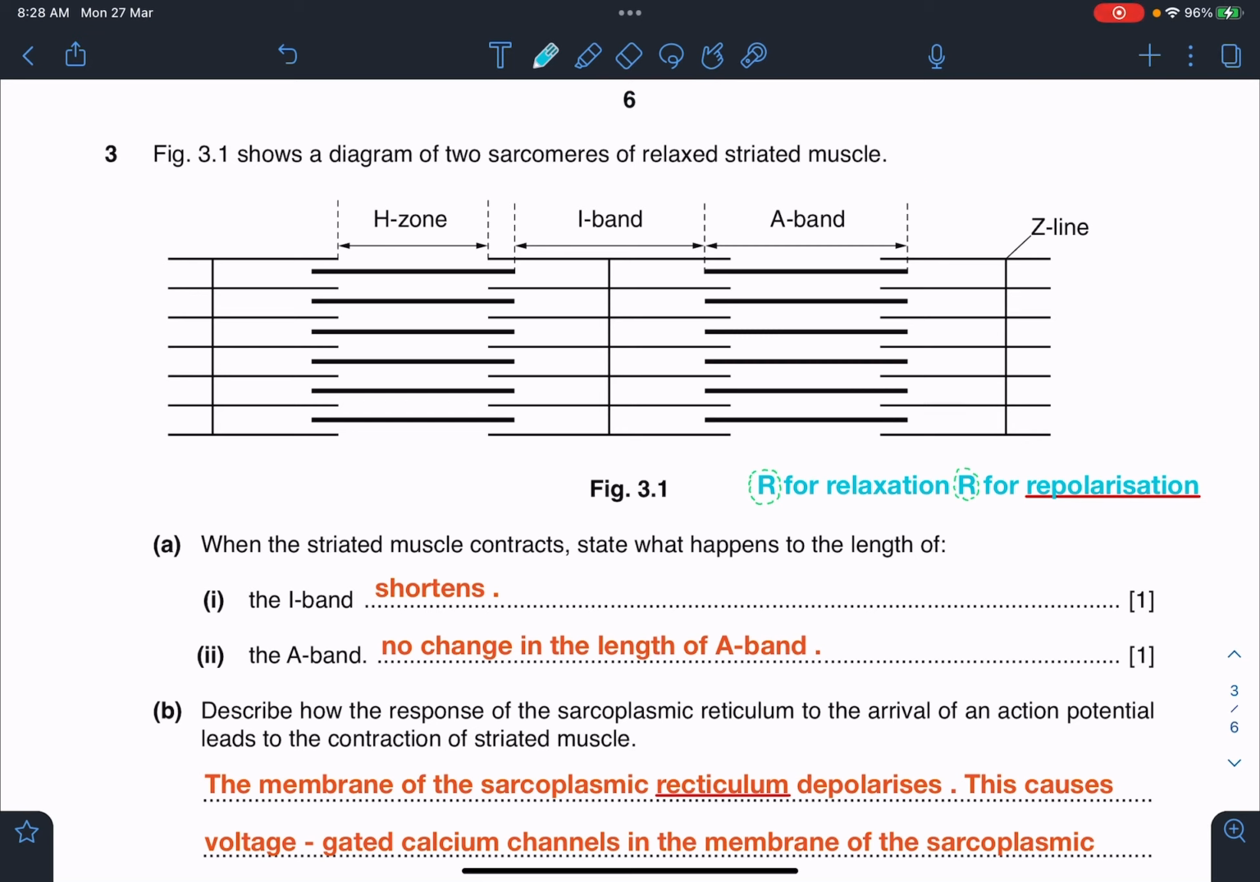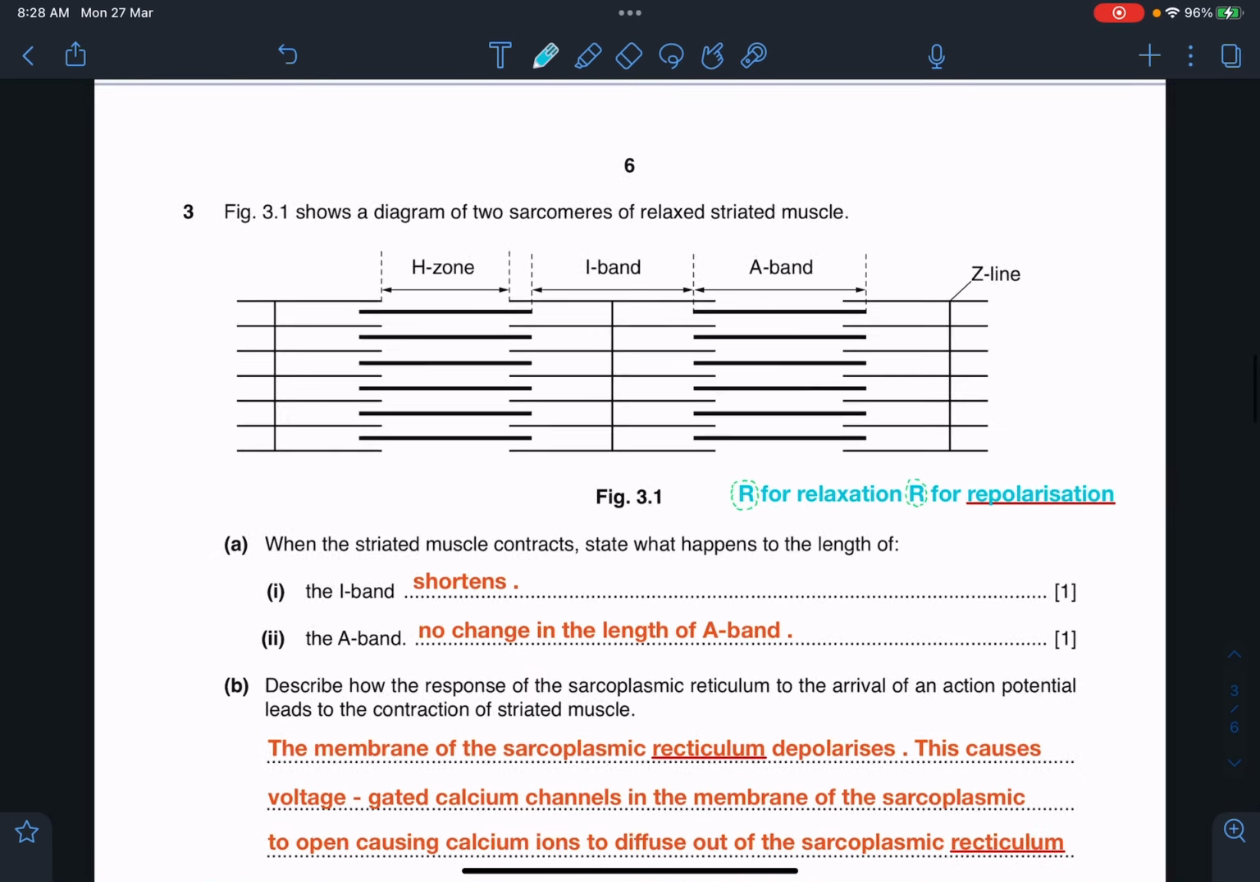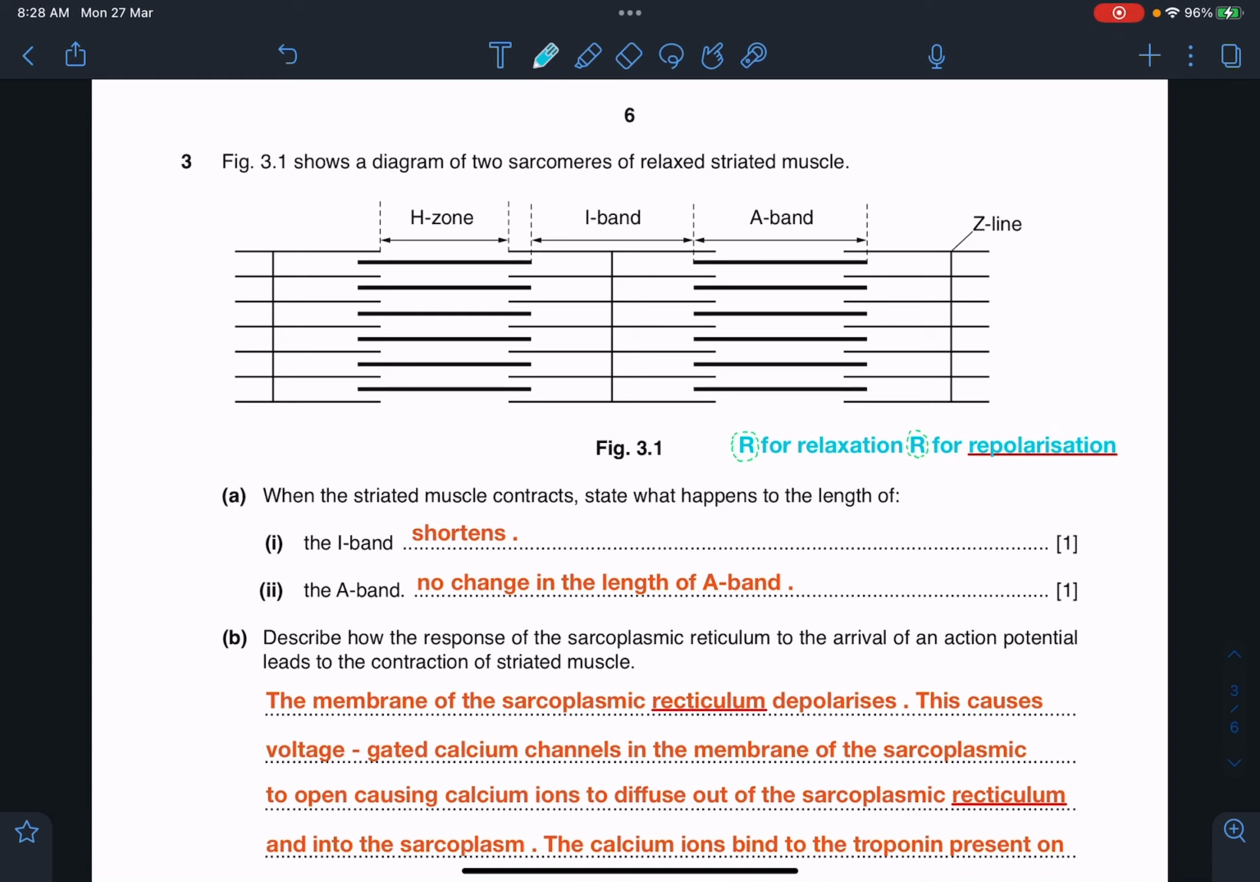So we can see we have the H zone, the I band, the A band, and the Z line. I don't want to go into too much detail as we're just solving papers. When the striated muscle contracts, state what happens to the length of the I band. Always remember, when a muscle contracts, the I band always shortens, and the A band's length will not change. It's as simple as that.